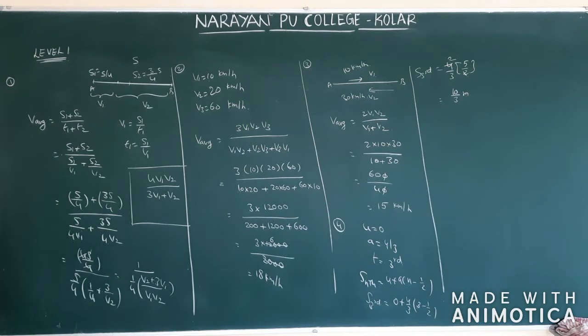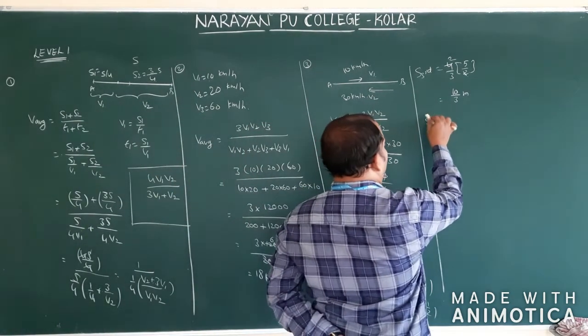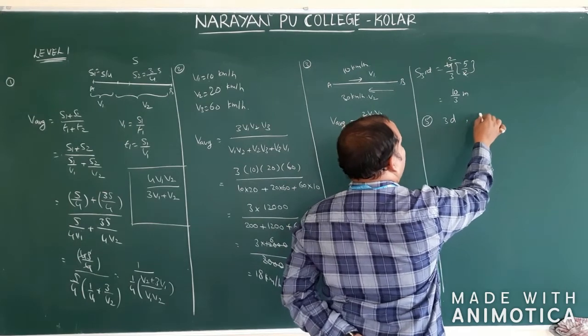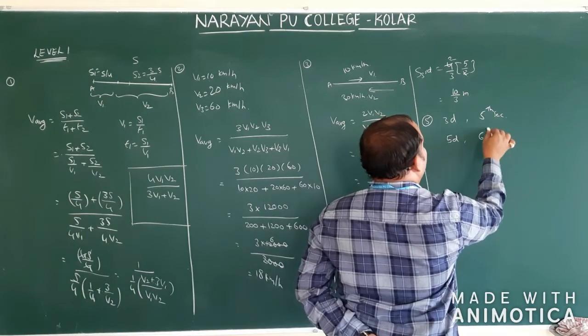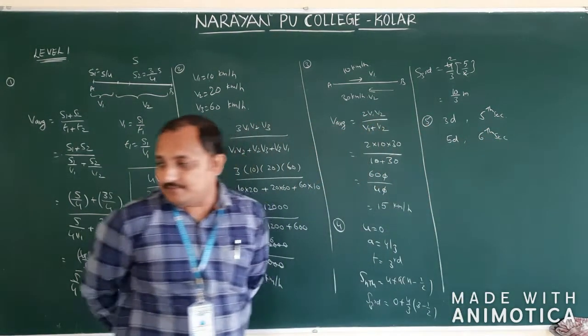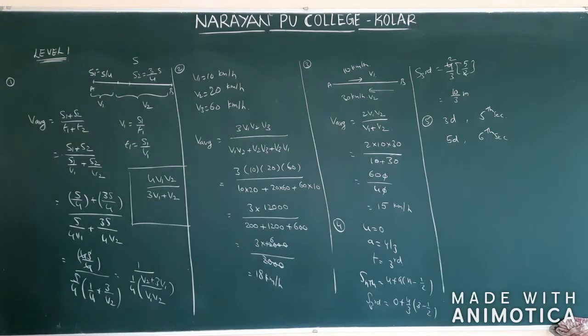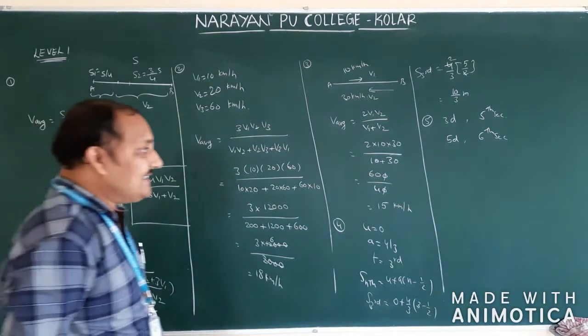A particle moving in a straight line under constant acceleration travels a distance 3d in the 5th second and 5d in the 6th second. So the displacement in 8 seconds will be. See here they give two distances covered. One is 3d in the 5th, 5d in the 6th. 3d displacement in the 5th second, 5d displacement in the 6th second. Correct? So 3d, 5d.